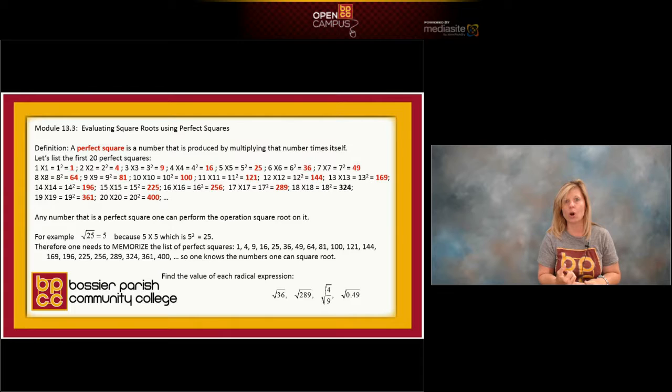1, 4, 9, 16, 25, 36, 49, 64, 81, 100, 121, 144. Now, those first 12 you should all know, because anybody in math should have mastered the 12 times tables. It's the last 8 perfect squares you may be unfamiliar with that you need to practice.